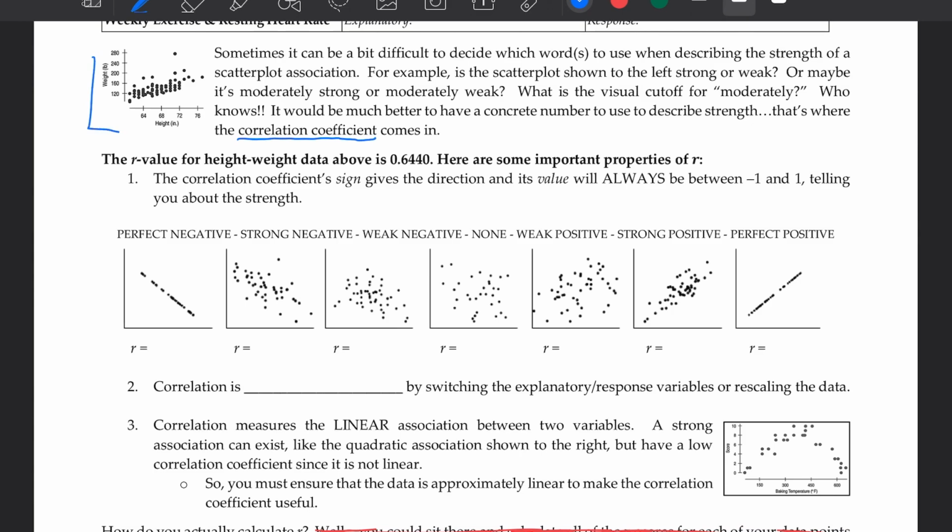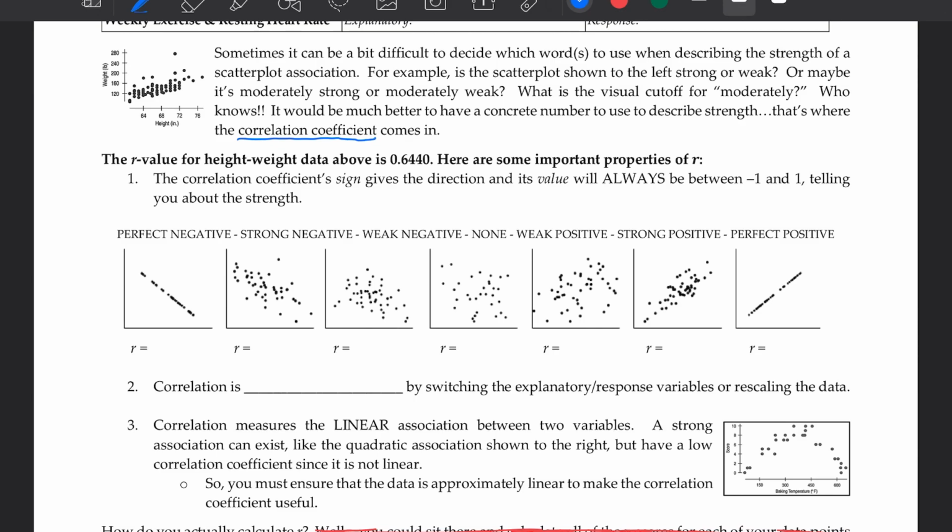I have a little scatter plot here, over in the corner, comparing the heights and weights of some people. For this particular one, r is 0.6440. Okay, so that gives you an idea of what kind of number is attached to something that looks like that.